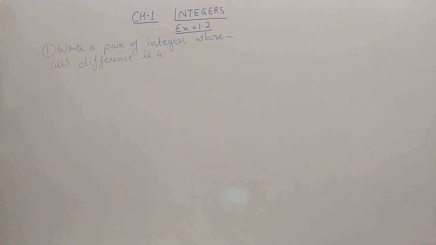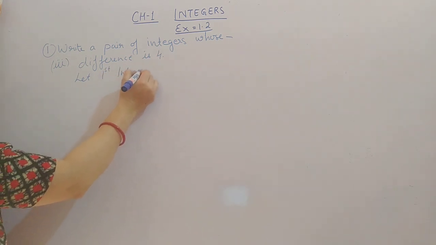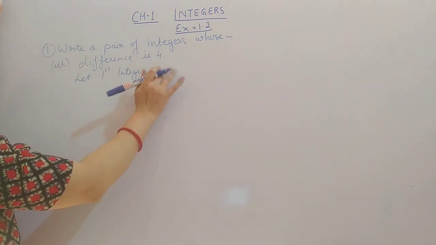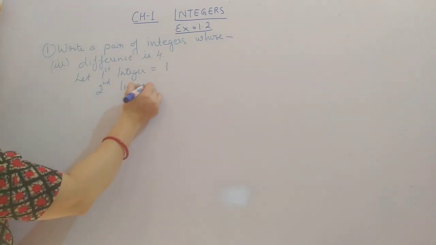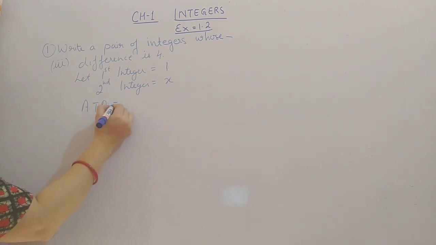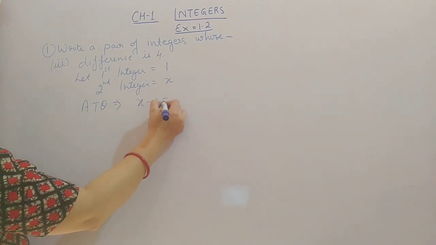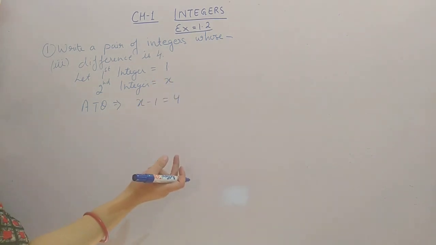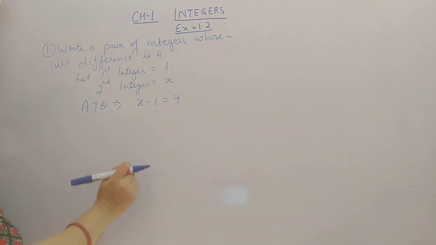Third part: write a pair of integers whose difference is 4. So let the first integer be 1 and the second integer be x. Now according to the question, the difference of these two integers is 4. Difference means we have to subtract these two integers. So x minus 1 is 4. We can take 1 minus x or x minus 1; in both cases you will get the answer.